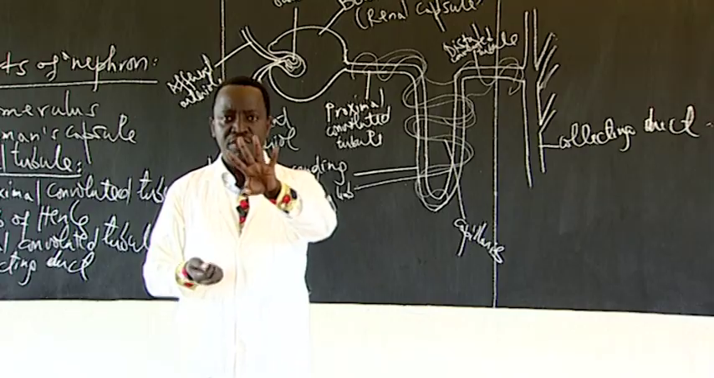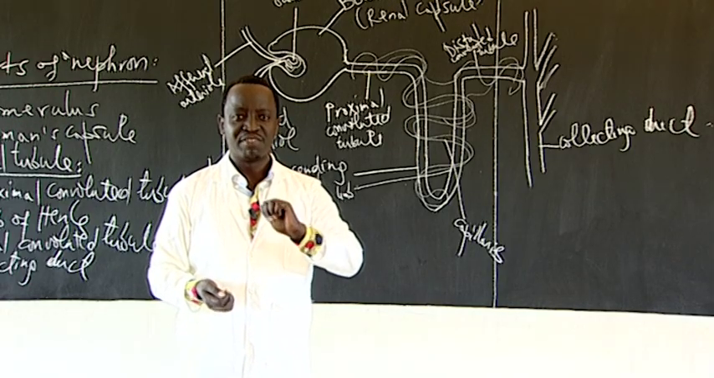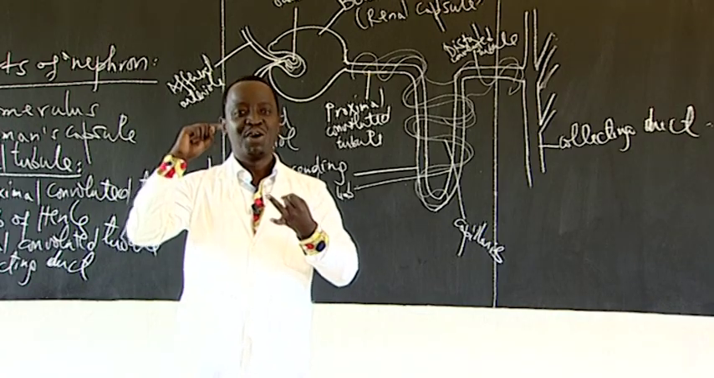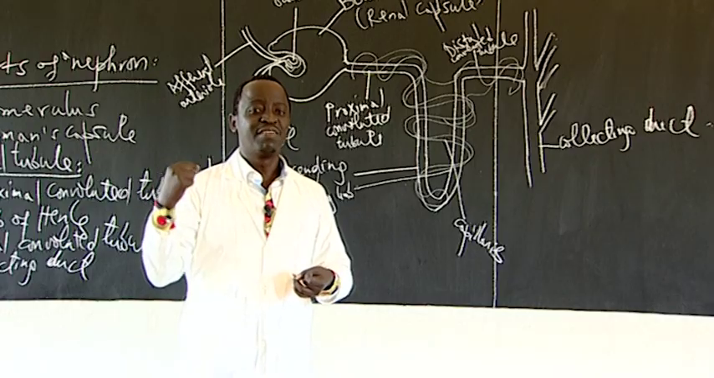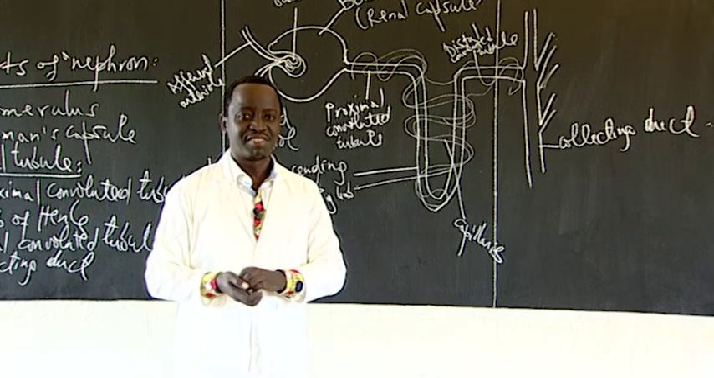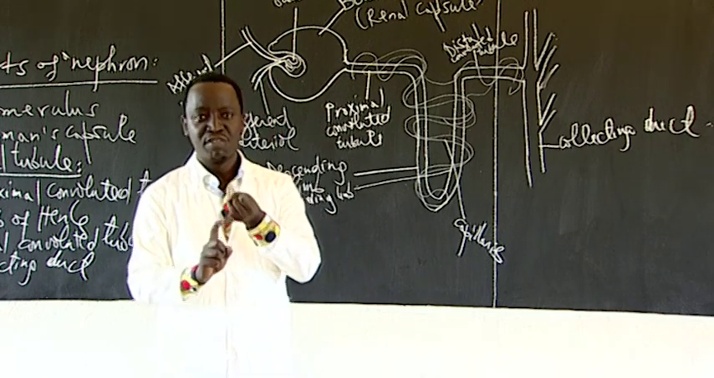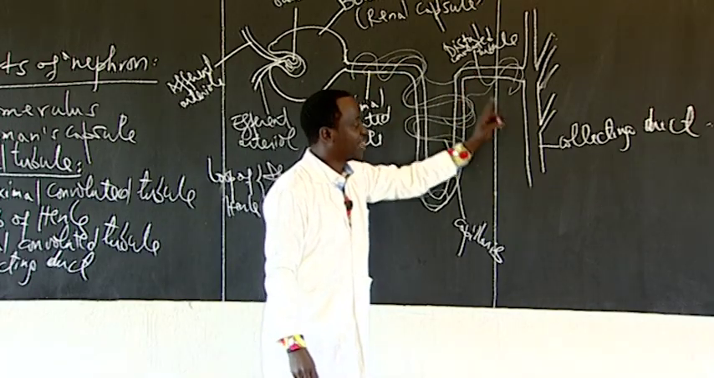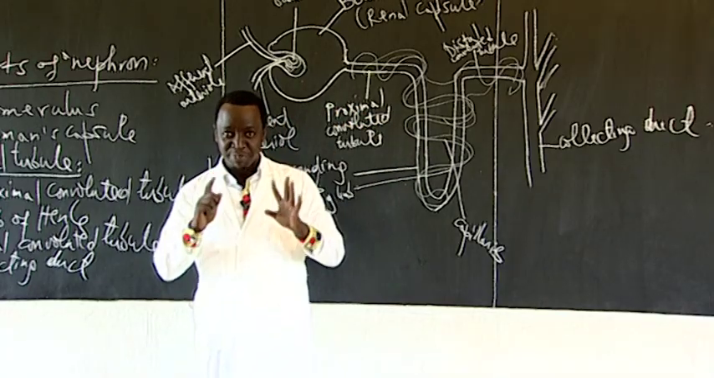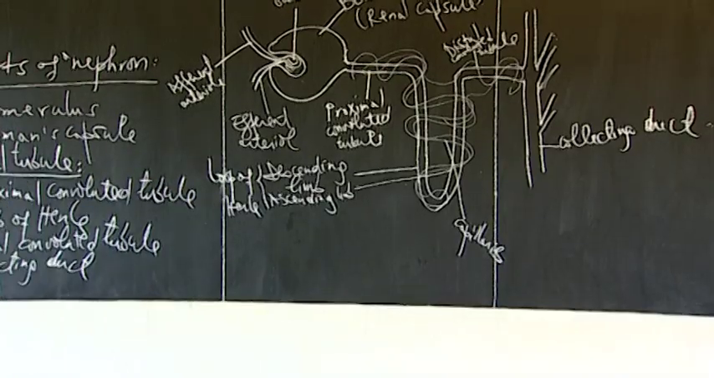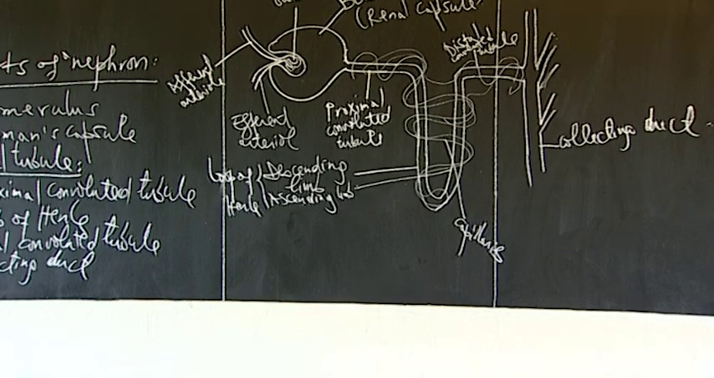So now what are the parts of the nephron? We have the glomerulus where blood filtration takes place. We have Bowman's capsule where the glomerular filtrate passes through. And then the renal tubule, which is composed of the proximal convoluted tubule, loop of Henle, distal convoluted tubule, and the collecting duct. I hope you have understood.